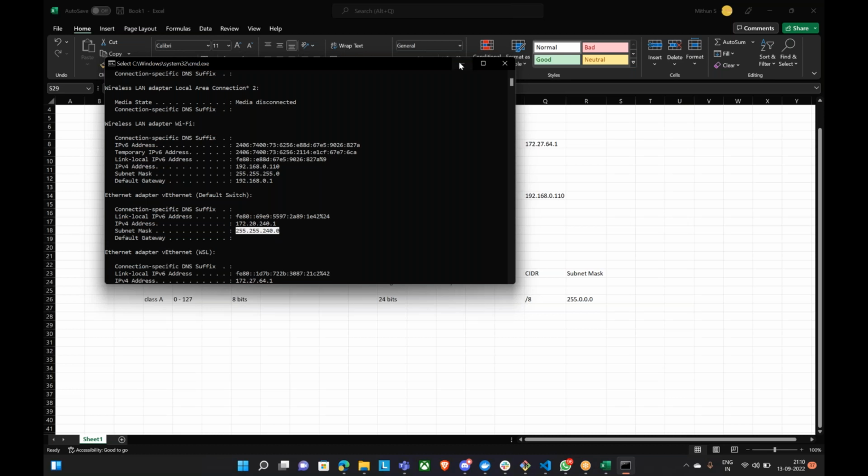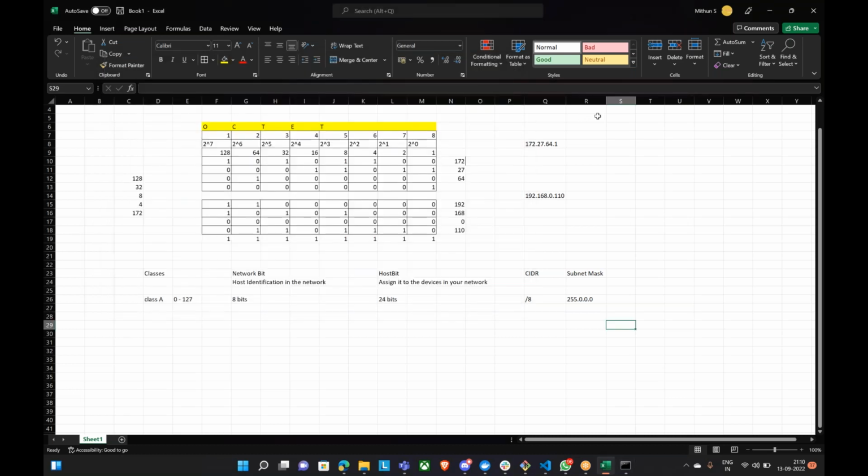Of course, now we are not following any classes. We are now following CIDR, that is classless interdomain routing, which we'll be discussing either today or tomorrow. But before we go into classless interdomain routing, it is very, very important that we understand these IPv4 classes.